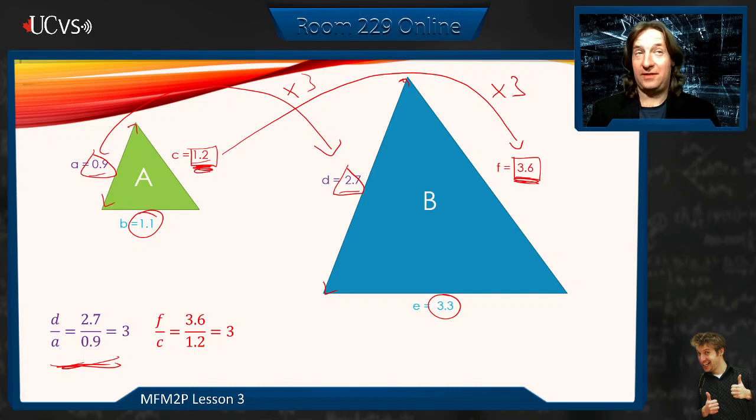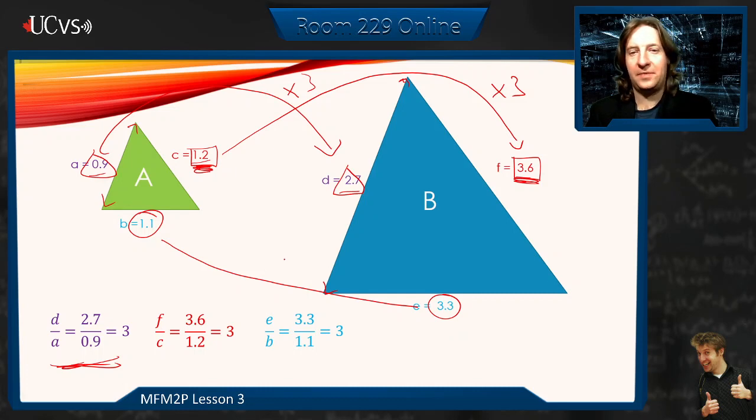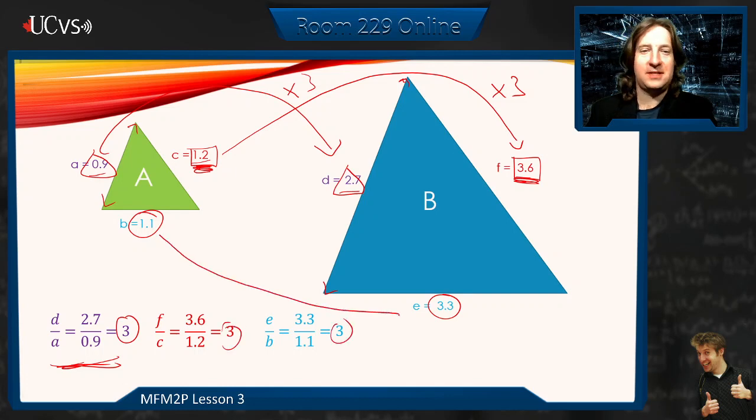Oh, we're almost there. We still have to check that last side. So let's do 3.3 divided by 1.1. And that, again, gave us that nice value 3. So notice, look at 3, 3, 3. Remember what it tells us? It means that for us to go from 1.1 to 3.3, again, I multiplied by 3. And they're all the exact same.